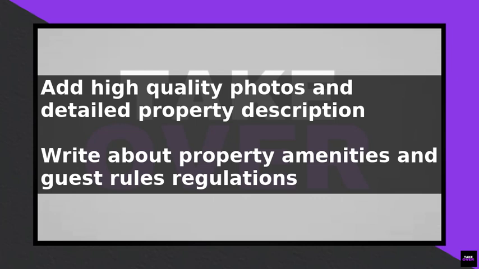You can also set your availability calendar and choose your booking settings, such as whether you require a minimum stay or allow instant booking. Once you have completed all the required fields, click the Submit button to publish your listing. Your property will then be live on the Vrbo website and available for travelers to book.